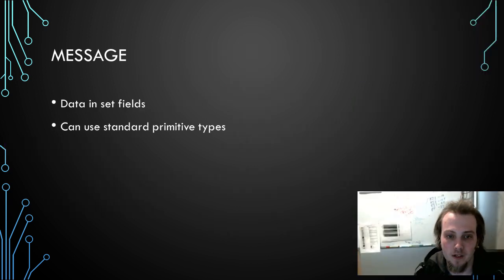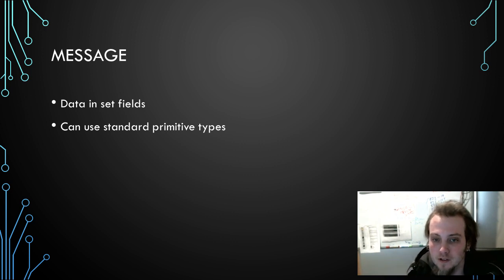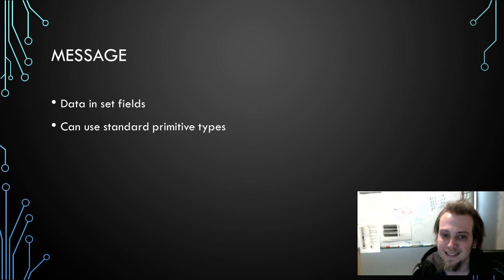As said before, nodes can communicate via topics, services, and actions. The nodes do this by passing messages to the topic, service, or action. Simply, a message is a collection of data in set fields. A message can use standard primitive types that are used in most programming languages, such as integers, floats, and booleans. Furthermore, you can use arrays and structures, and messages can contain other messages.